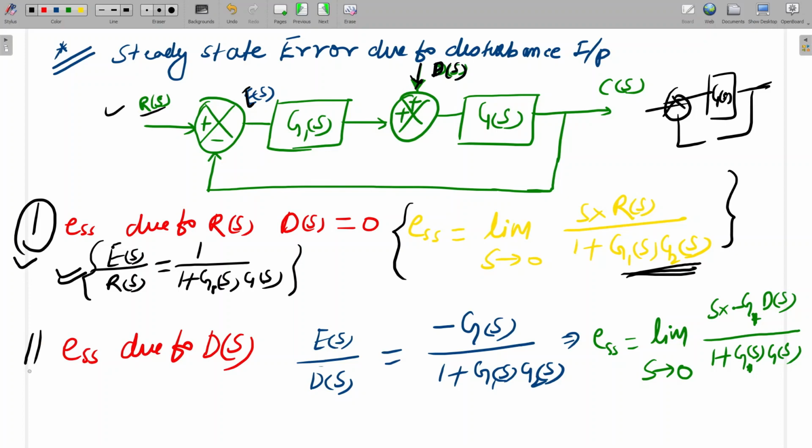What is the error due to the disturbance input? This is this D of S. So we'll write the transfer function E of S by D of S. If you see the forward path, from here to here, there is a minus, so minus G of S divided by 1 plus loop gain. The loop gain will be 1 minus loop gain, so 1 minus, and this will be minus, so that will be 1 plus G1 of S into G of S. So for the disturbance input, the steady state error will be equal to this: limit S tends to 0, S into minus G of S, into D of S, divided by 1 plus G1 of S into G of S. Is it clear?